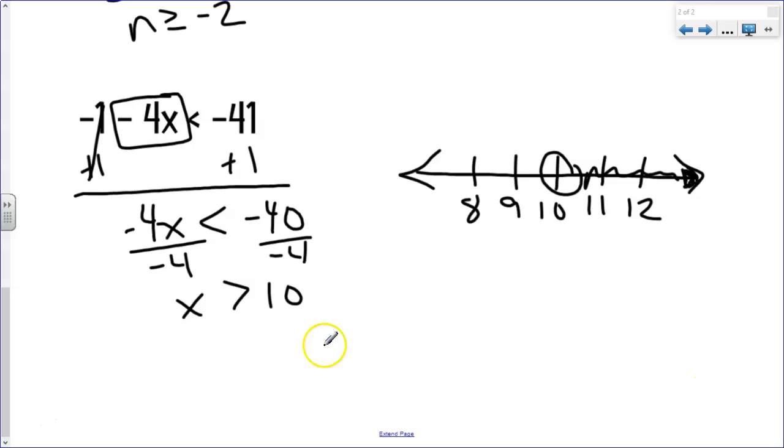Okay, couple of things. If it's greater than, open. Greater than or equal to, closed. If you divide or multiply by a negative, flip your sign.